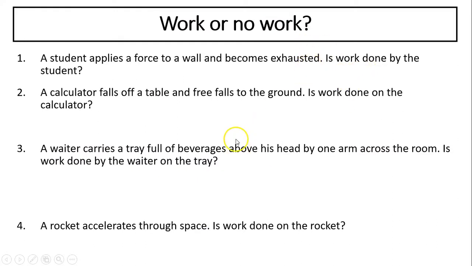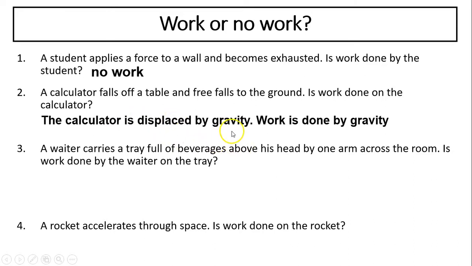Let's take a look at this example and see if there is work or no work. Example 1, a student applies a force to a wall and becomes exhausted. Is work done by the student? The answer is no, because there is no displacement for the wall. Number 2, a calculator falls off a table and free falls to the ground. Is work done on the calculator? Yes, because the calculator had a displacement. But what caused that displacement? Gravity caused that displacement. So work is done by gravity.